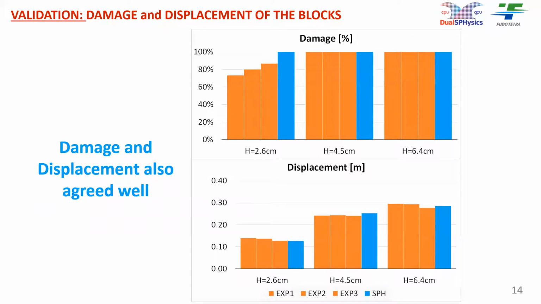The validation results regarding the damage ratio and the displacement are summarized in these figures. The upper figure shows the percentage of the number of moved blocks. The lower figure shows the average displacement, and the orange bars show the results of the 3 experiments, and the blue one shows the calculation results. As you can see from these figures, overall, the damage and displacement also agreed well.